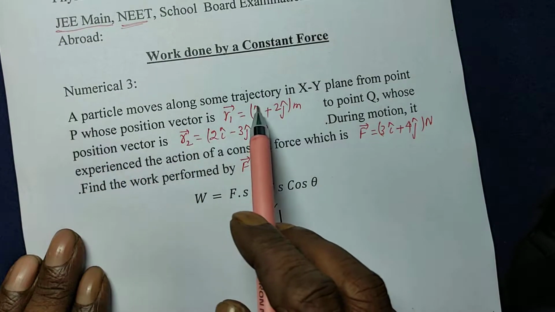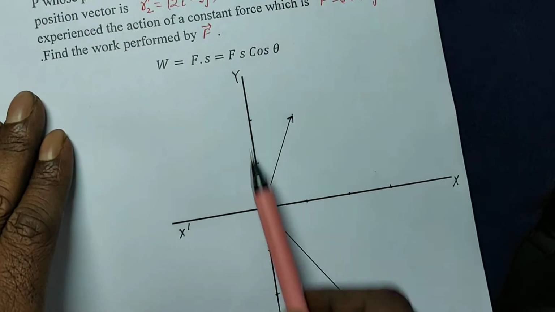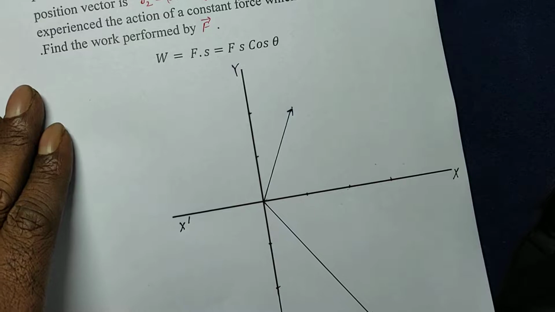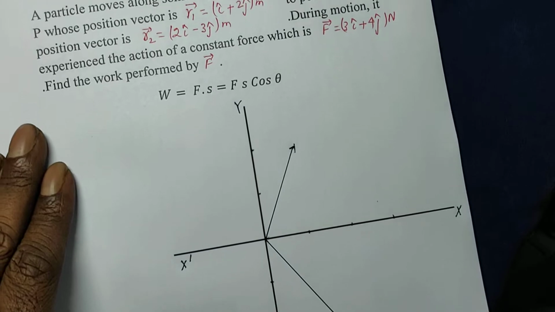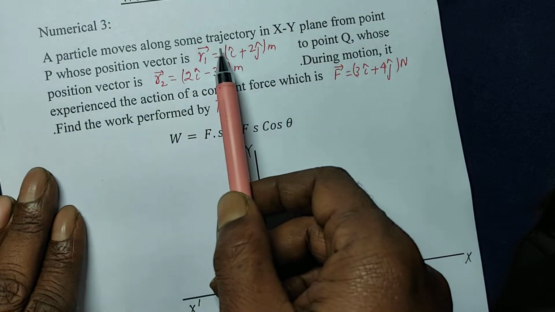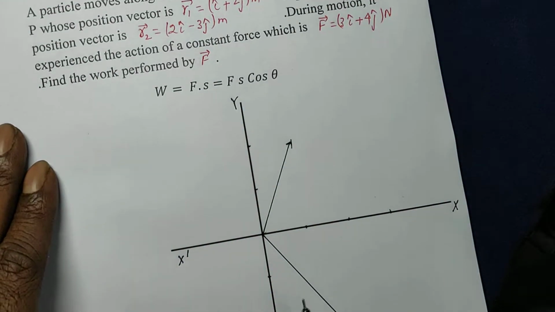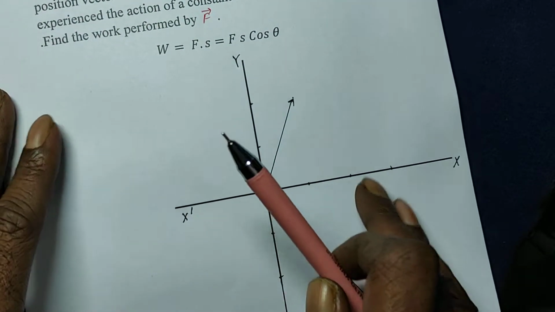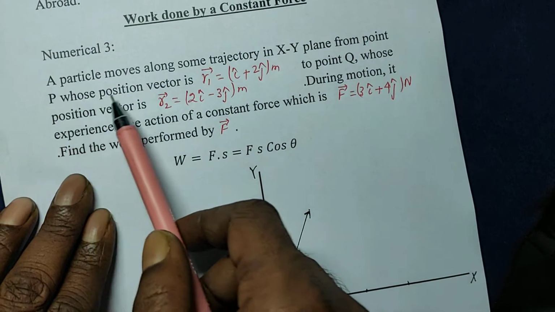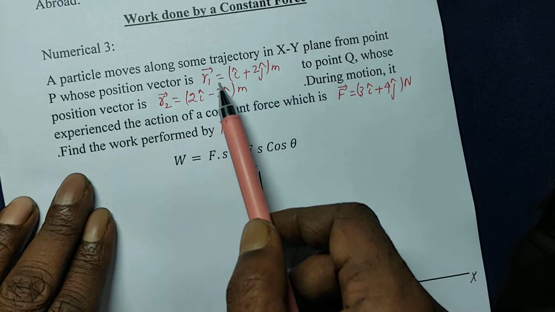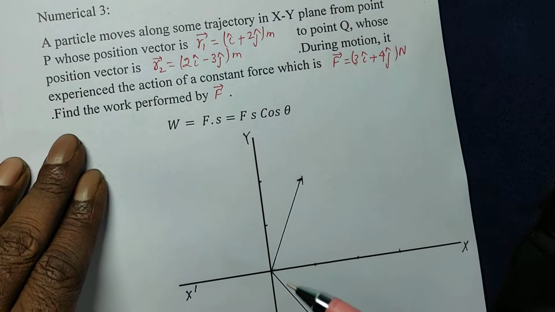A particle moves along some trajectory in the XY plane. There was no need to draw this XY plane, but I have drawn it to explain the two position vectors R1 and R2. So this is your XY plane, with x-axis and y-axis, and the position vector of the point P is given by R1 equal to i cap plus 2j cap meter. So let me show it here.